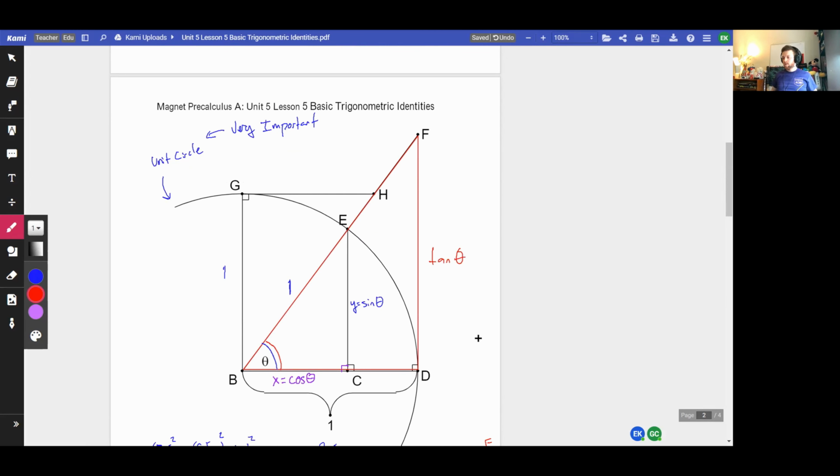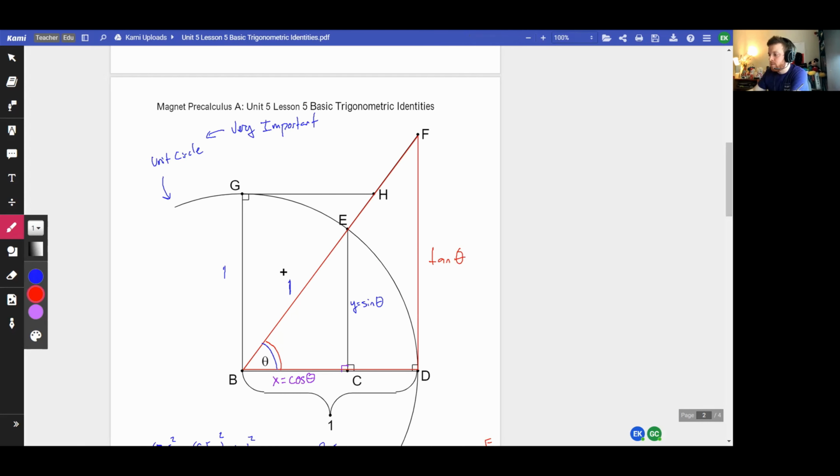All right. That's kind of a coincidence. Tangent theta is the segment created by the angle theta that is tangent to the unit circle. That would make a lot of sense if that's the reason why they named it that. The tangent value is the length of the segment tangent to the unit circle. All right.